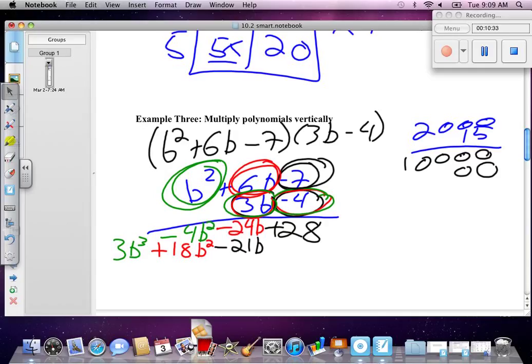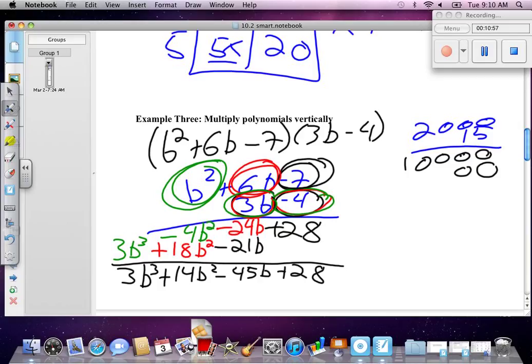Okay. One of the good things about this is it's lined up our like terms. So all I'm doing is adding straight down. See how 3b cubed? Nothing to add to it, just bring it down. Negative 4b and 18b is positive 14b squared. Negative 24b and negative 21b is negative 45b, and then we just bring down the 28. That's the good thing about it, is it lines it up already for you.